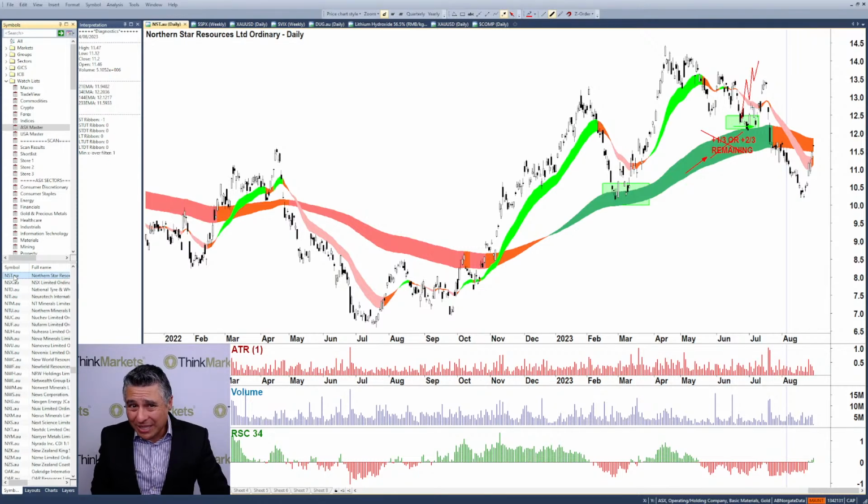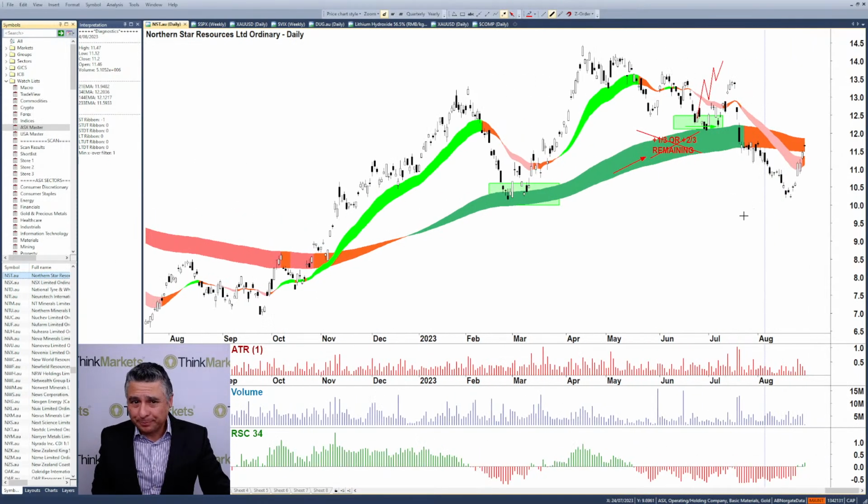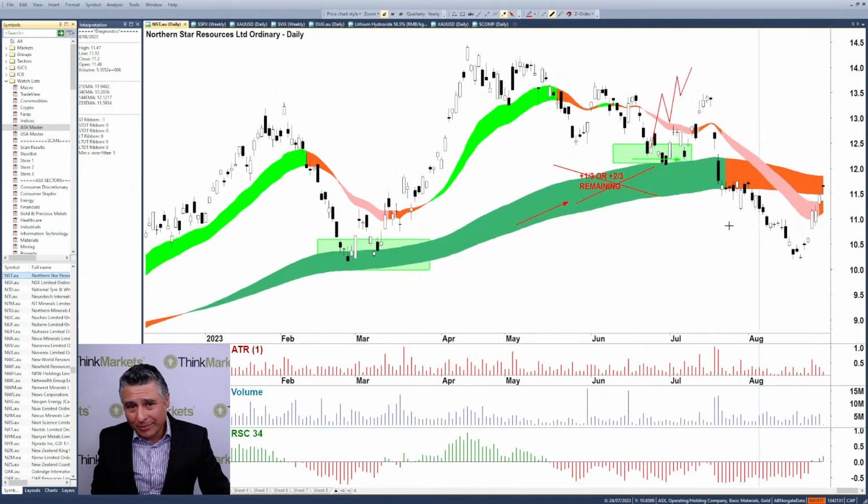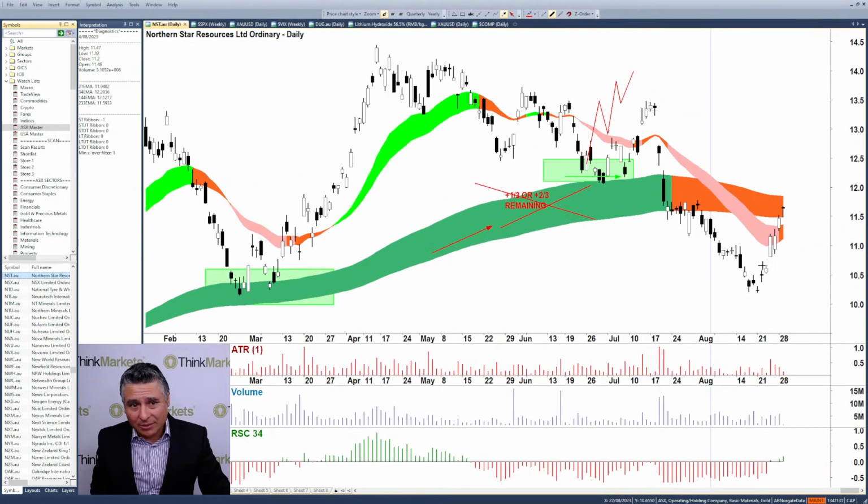Northern Star in particular. What do I think about that one? I think it's ho-hum. I think this is a nice rally. Don't get me wrong, this is a really good rally through here, but there's just too much that needs to occur. And I'm happy just to let it play out. Let's just see what happens here.